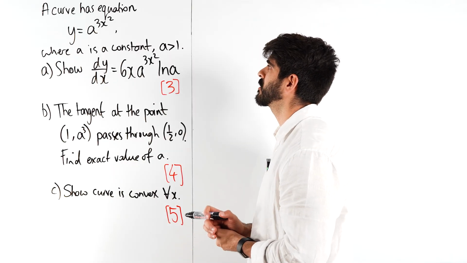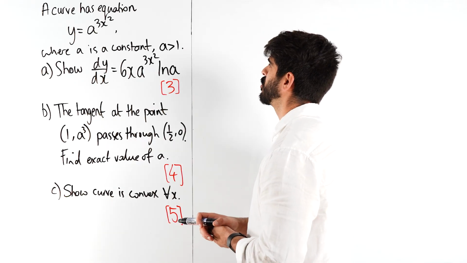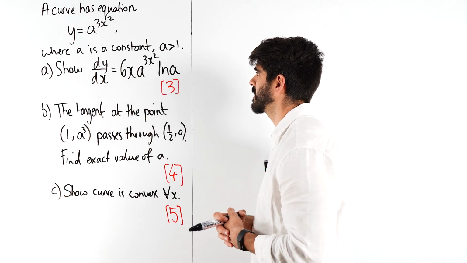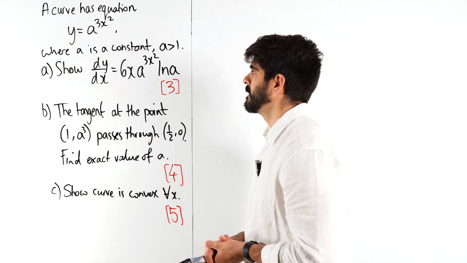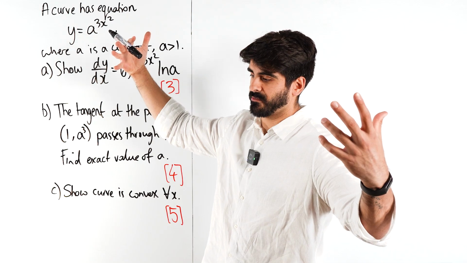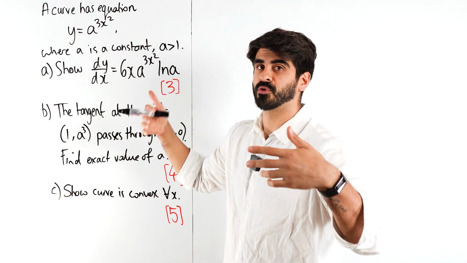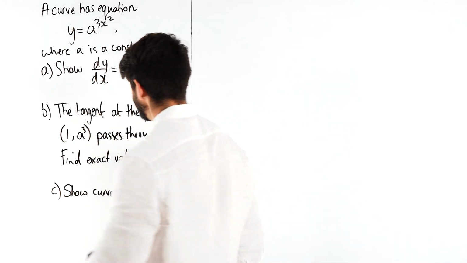A curve has equation y equals a to the power of 3x squared, where a is a constant, a is bigger than 1. Show that dy by dx is 6x a to the 3x squared ln a, for 3 marks. Now, if this was a function within a wider question on its own, you can actually compute this in one step. But they want you to show it. So how do we do that?